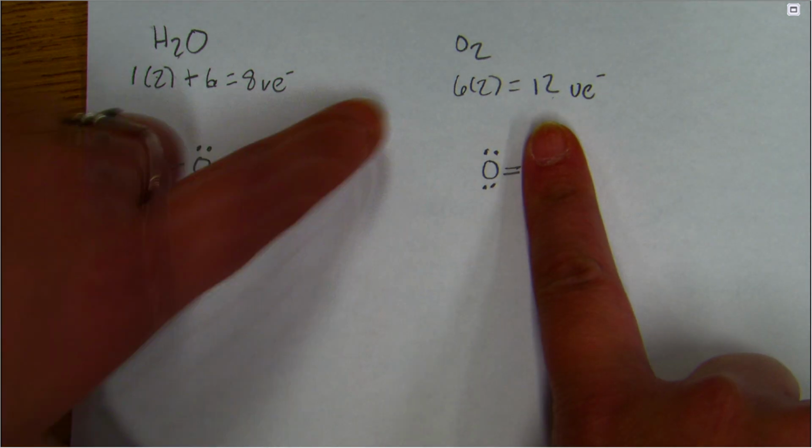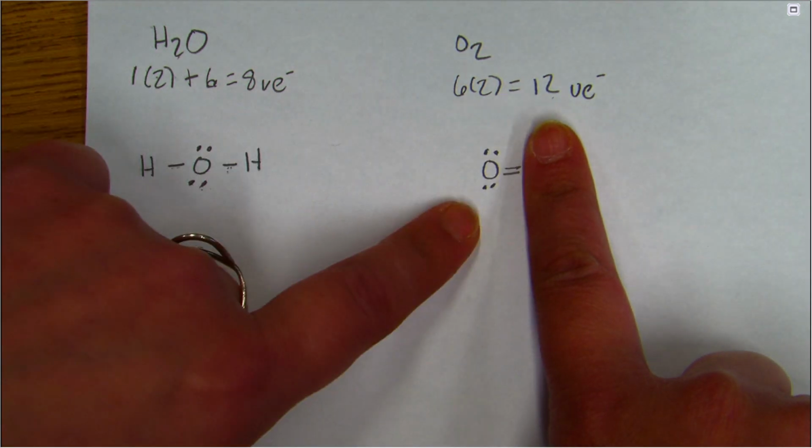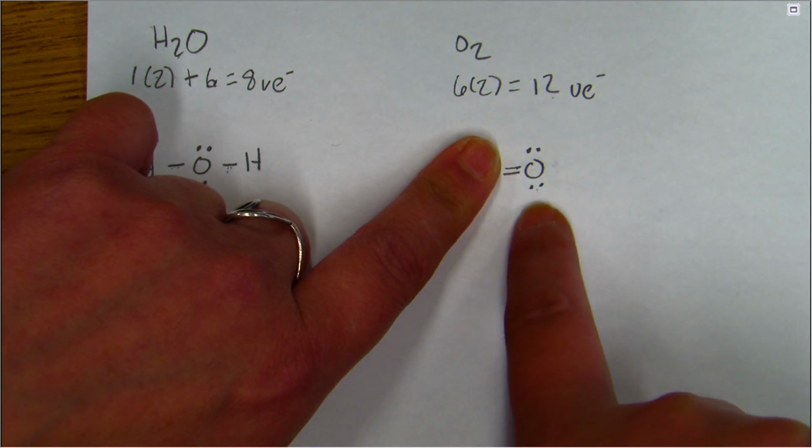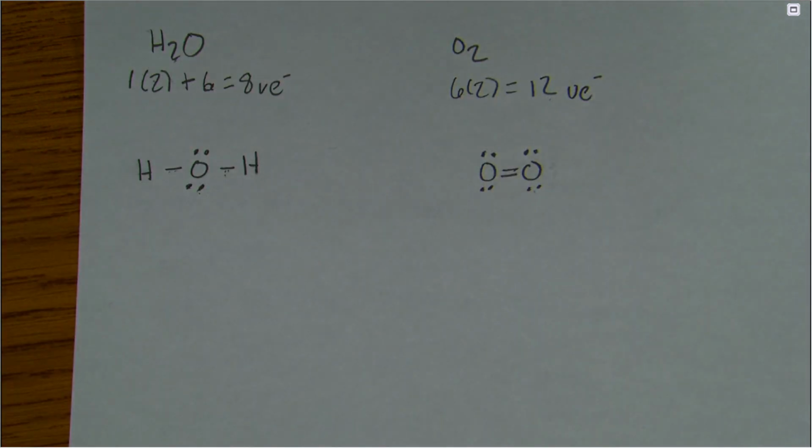So my oxygen has 2, 4, 6, 8. And this oxygen has 2, 4, 6, 8. So the octet rule has been fulfilled. So this is what oxygen looks like.